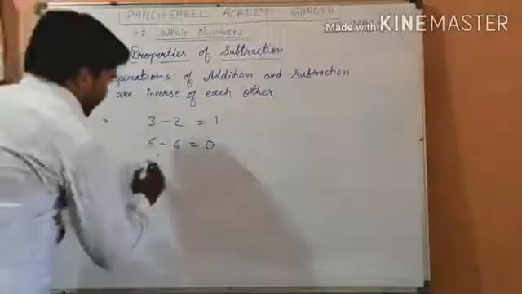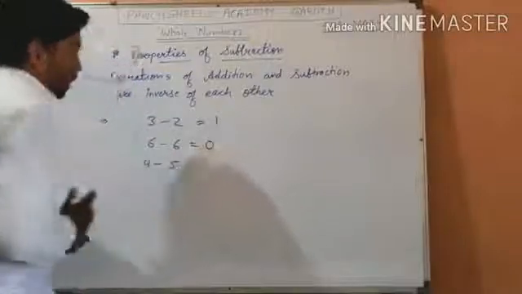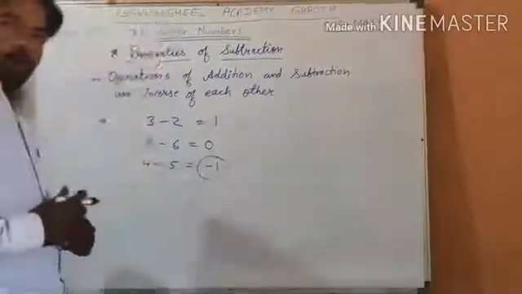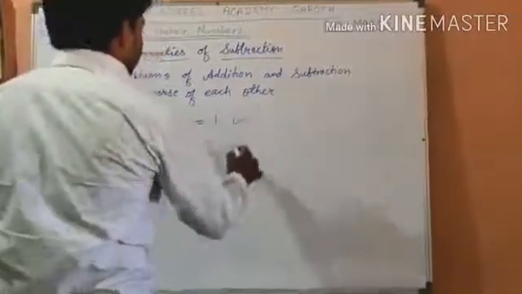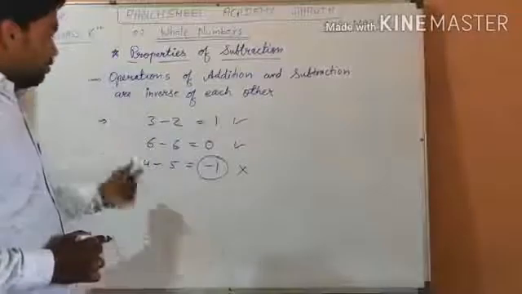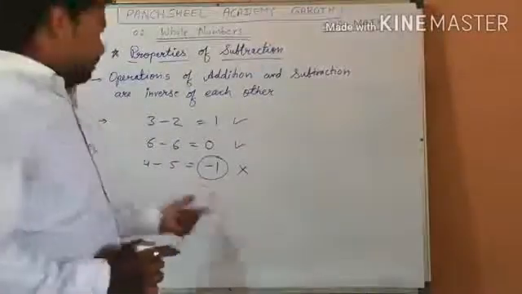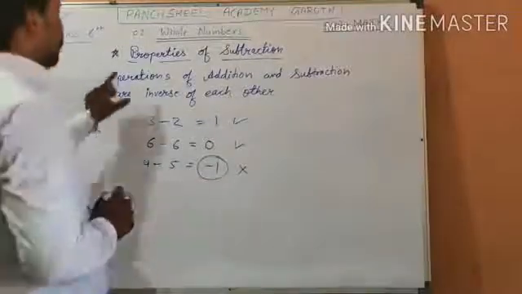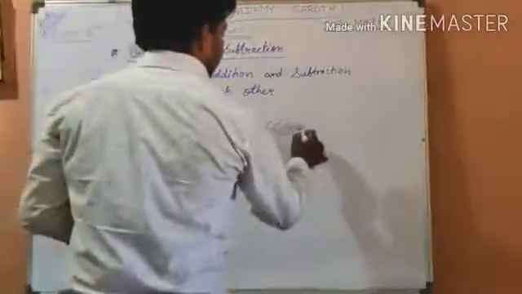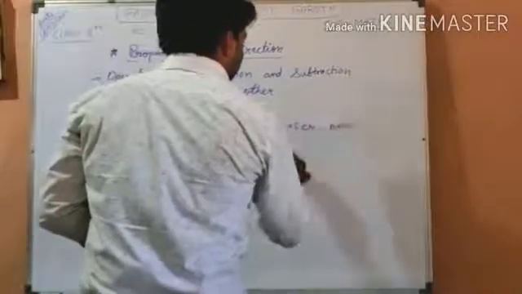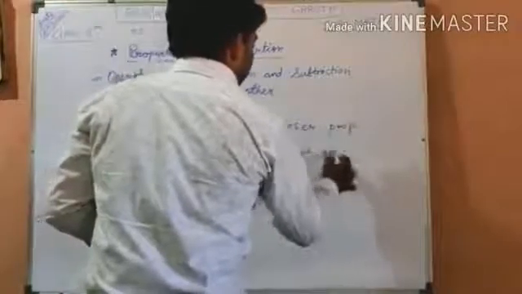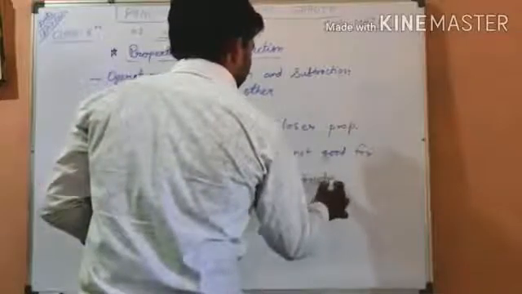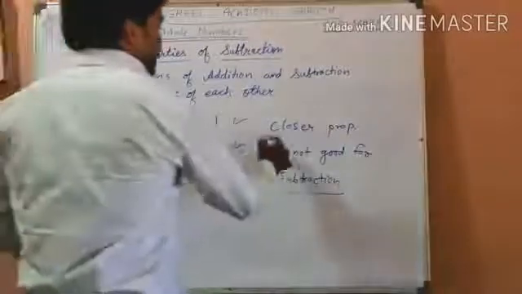But if I subtract 4 minus 5, what will we get? We will get minus 1. Is it a whole number? No. So the closure property holds in the other cases but is not valid here. If we subtract 4 minus 5, the closure property is not good for subtraction. So the closure property is not good for subtraction.